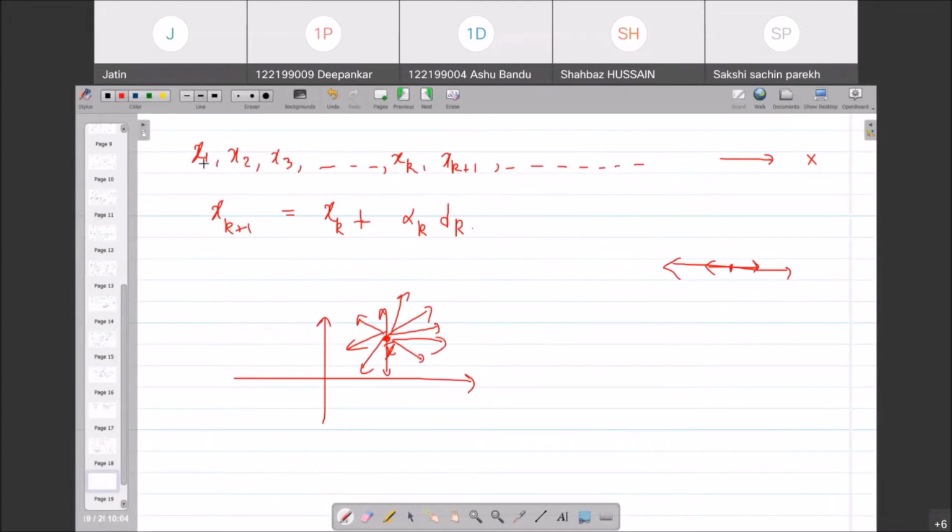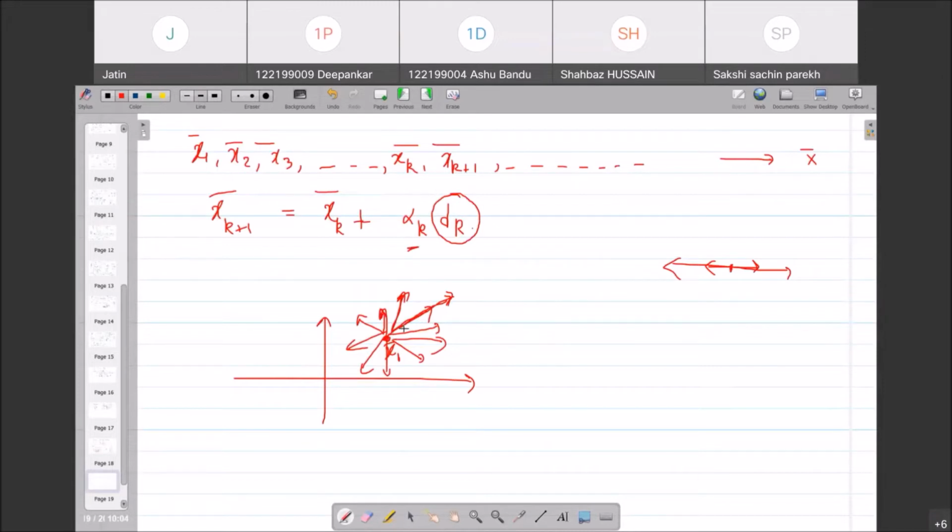I want to find the xk's, which are the points. The x bars are the optimal points which we want to find. x bar is here. The question is in which direction I should move. Once you have x1, in which direction should I move to get the best solution? That is my dk. dk is the direction in which I should go.